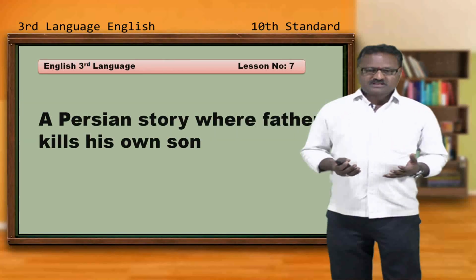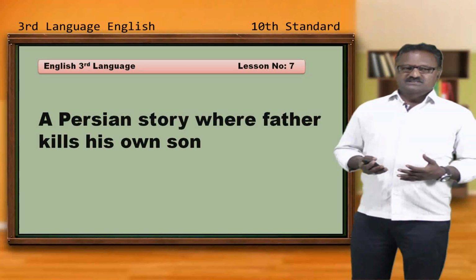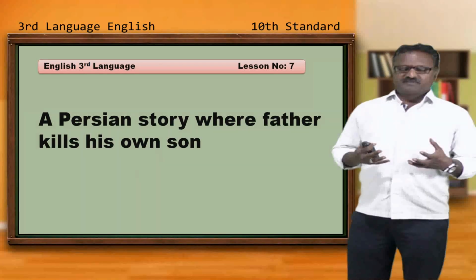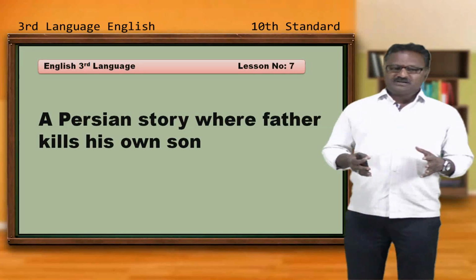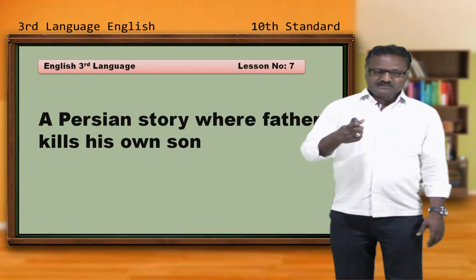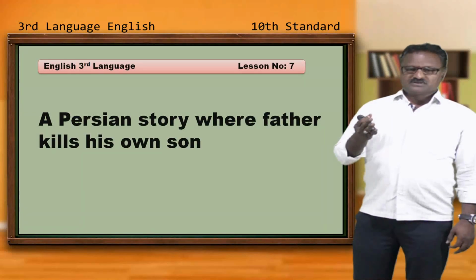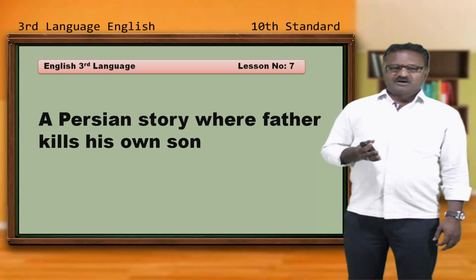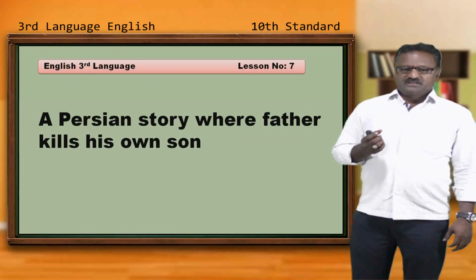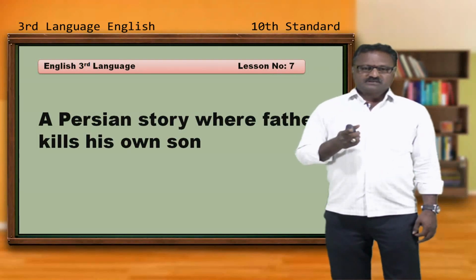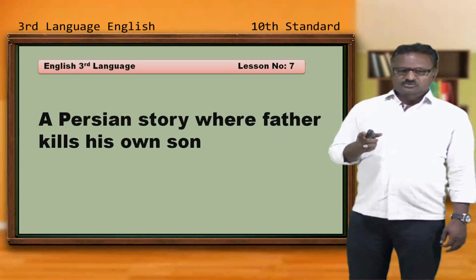Generally, we know that a father loves his son and the son loves his father. There will be a close affection and relation between father and son. But in this story, it is exactly the opposite. This is a Persian story where a father kills his own son. Therefore, this is quite interesting, and the title is Sohrab and Rustum.